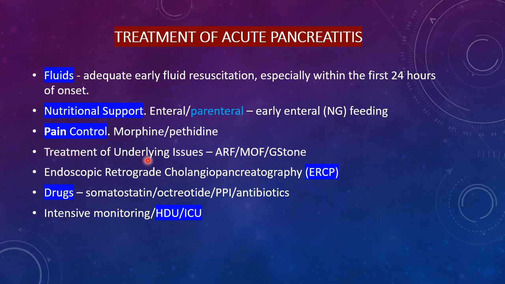Then you have to treat the underlying issues. For example, if the patient develops renal failure, respiratory failure, or multi-organ failure, then you must treat them very aggressively, and the patient has to be sent to ICU for closer monitoring. And if the cause is a gallstone, you have to look carefully to do an early removal of the gallbladder.